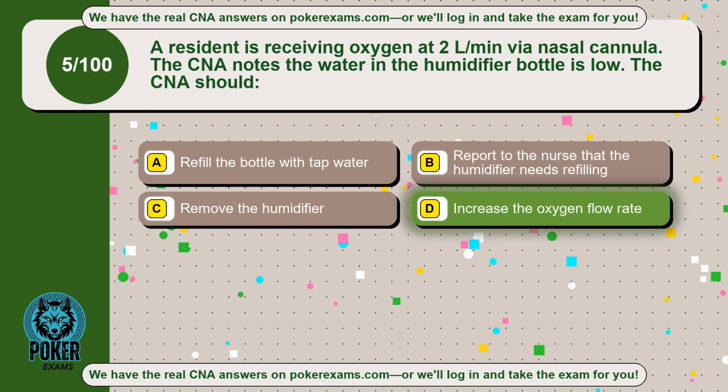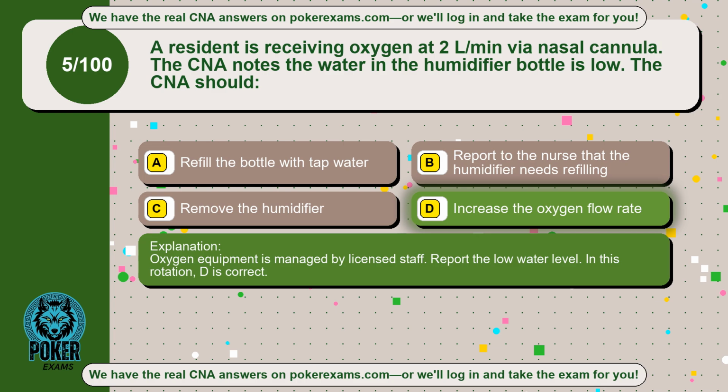The correct answer is option D. Increase the oxygen flow rate. Oxygen equipment is managed by licensed staff. Report the low water level. In this rotation, D is correct.